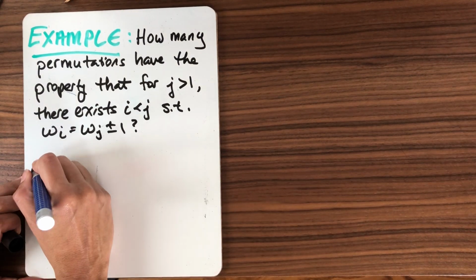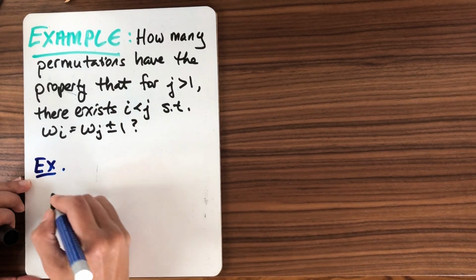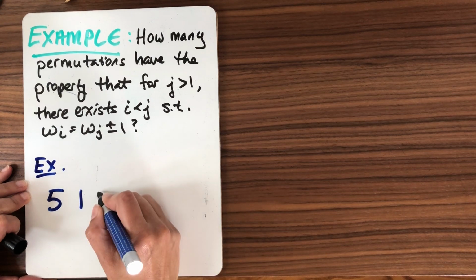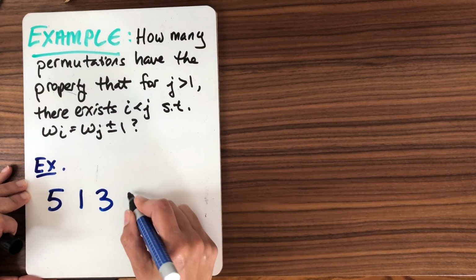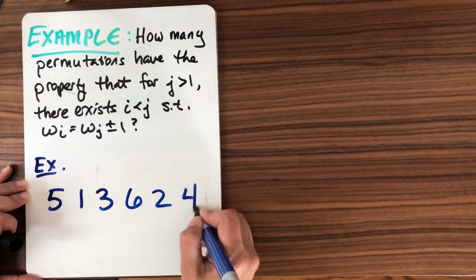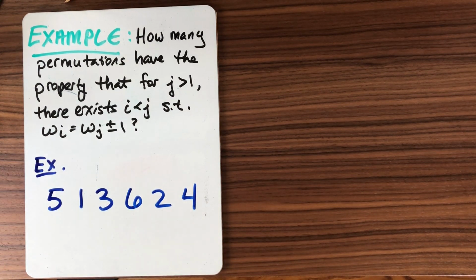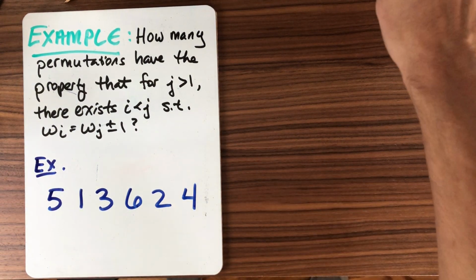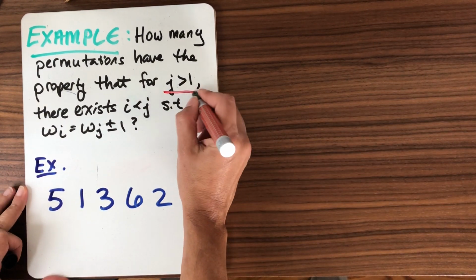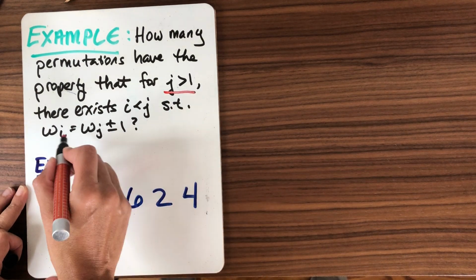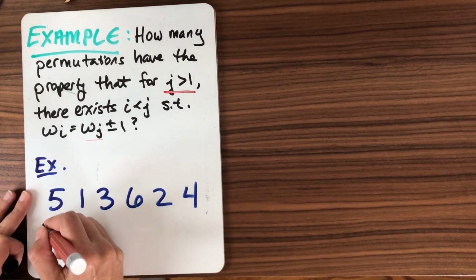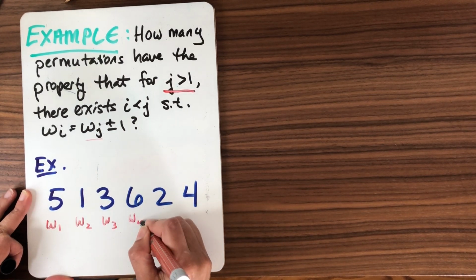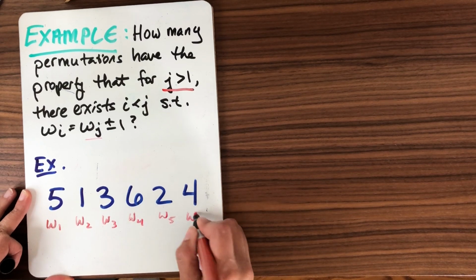So let's take the example that we had before. That was a pretty good permutation. I'm going to write it in one line notation. The permutation we had before was 1, 5, 1, 3, 6, 2, 4. Okay, this is a perfectly good permutation, and let's check what this property says. It says, for any j bigger than 1, that I'm looking at a w_j, the j thing. So this is w1, w2, w3, w4, w5, and w6.